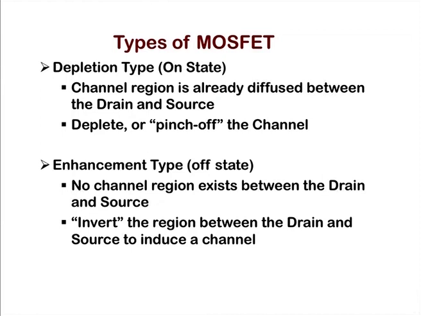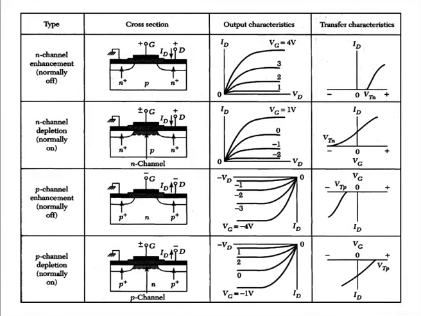So, there is no channel between source and drain, and the resistance between source and drain is very high because the channel is not formed. Here you can see the different types of MOSFET and the different modes. The first one is N channel enhancement mode. This one is normally off, there is no channel between source and drain. Now if you apply a positive voltage, the inversion layer, the electron layer, will be generated.